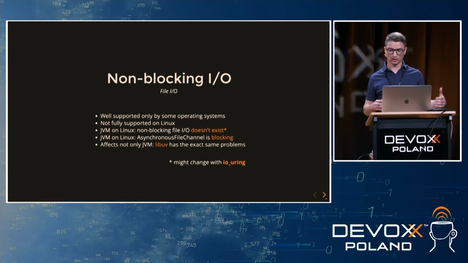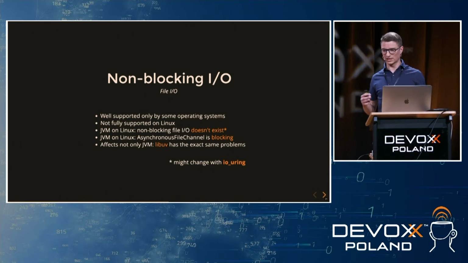For example, the libuv library, which is very often used in the Node.js ecosystem, is also affected by the exact same problems, which means that if you have a Node.js application running on top of Linux and libuv is involved in the process, you will be having a thread pool when you are executing file-based operations.